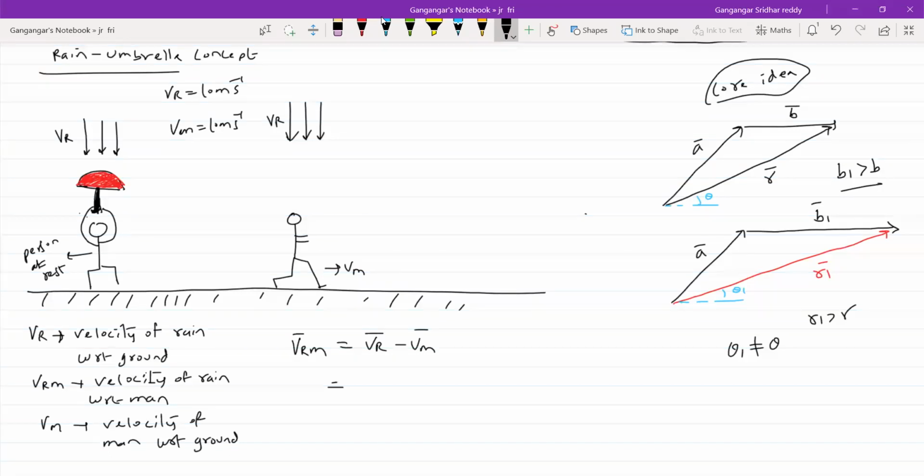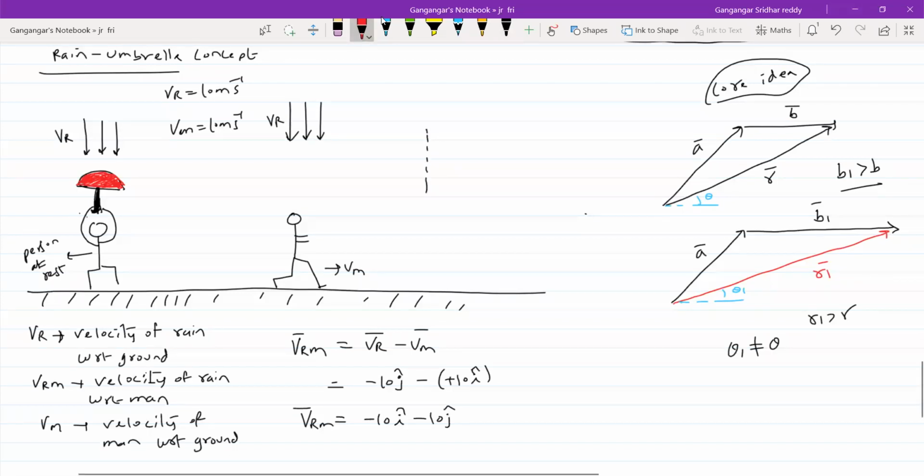So what is VR bar? VR bar is minus 10 J cap, unit vector along the negative y-axis, minus VM bar, which is plus 10 I cap. So this will be minus 10 I cap minus 10 J cap. Look, minus 10 (I cap plus J cap). How will the resultant, VRM bar, be directed? In the third quadrant, negative x-axis, negative y-axis. It should be in the third quadrant.